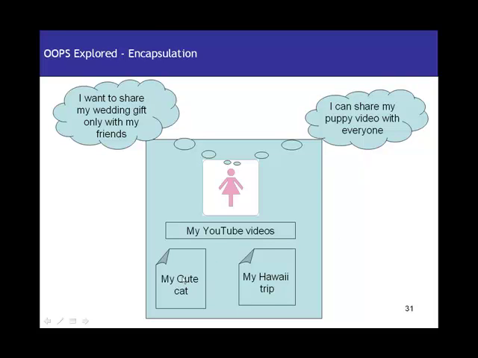The first video is about your cute cat. Your cat did something funny today, and you found it very hilarious, so you just shot a video and put that up on YouTube. The second video is about your Hawaii trip. You recently went on a trip to Hawaii, you had a very nice time there, and you captured some good moments on camera and put that up on YouTube. But these two videos are of different categories, right?